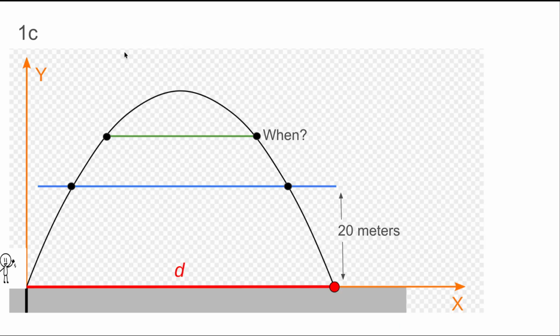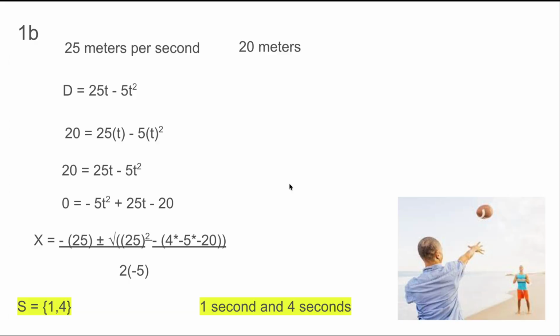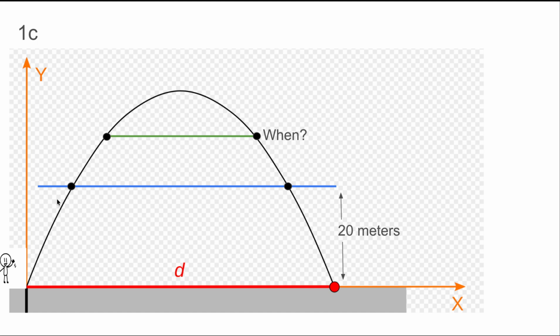So you can imagine something getting thrown. After 1 second, it hits 20 meters, and then it goes all the way up, and then it goes all the way down, and after 4 seconds, remember that was what we said? It says 1 and 4 seconds. So this is 1 second, and this is 4 seconds. It hits it again at that 20-meter mark.